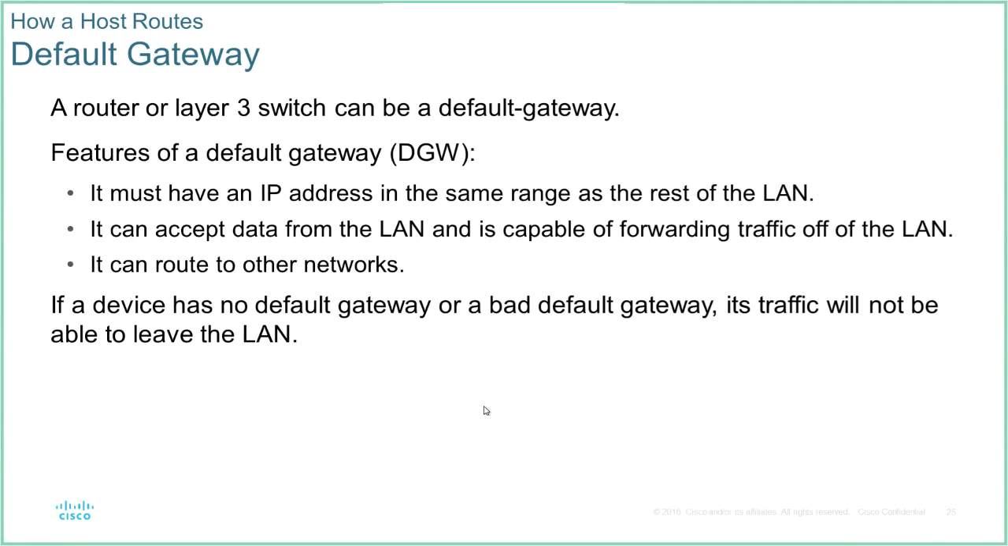So basically in that last line there, no default gateway means it can't leave the network because it doesn't know where to forward the traffic to.